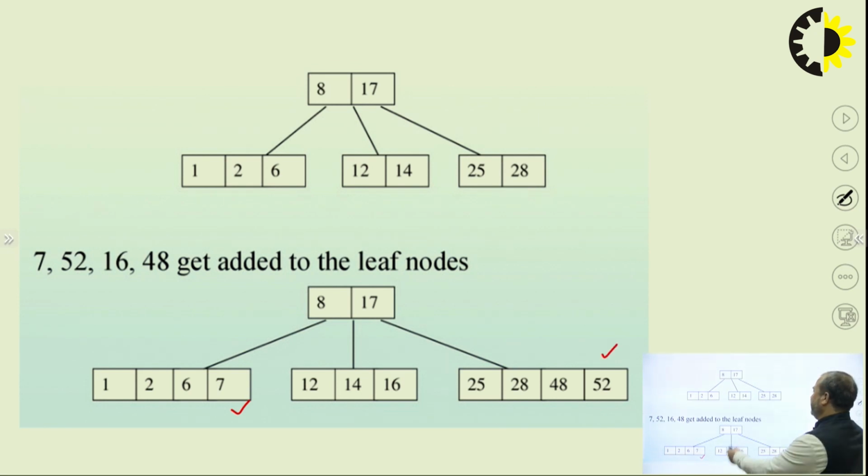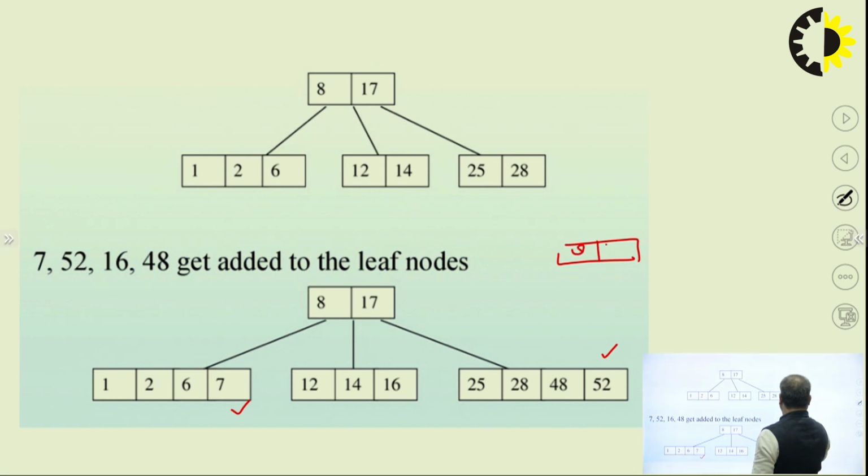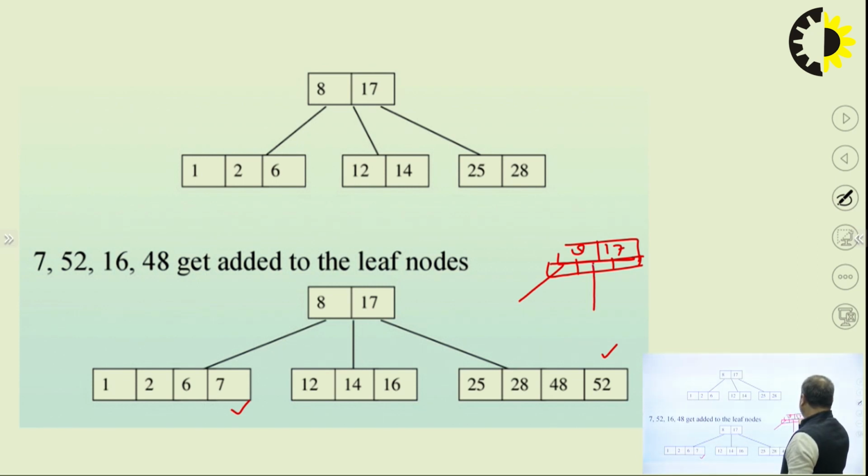And further, 16. 16 lies between 8 and 17, means it is bigger than 8 and lesser than 17. So it will go like this. You can also draw it this way: here you write 8, here you write 17, and to show the children you can draw them like this. So this will be less than 8, this will be bigger than 8 and less than 17, and this one will be greater than 17. The values which are greater than 17 will be like this. So we can show it like this.